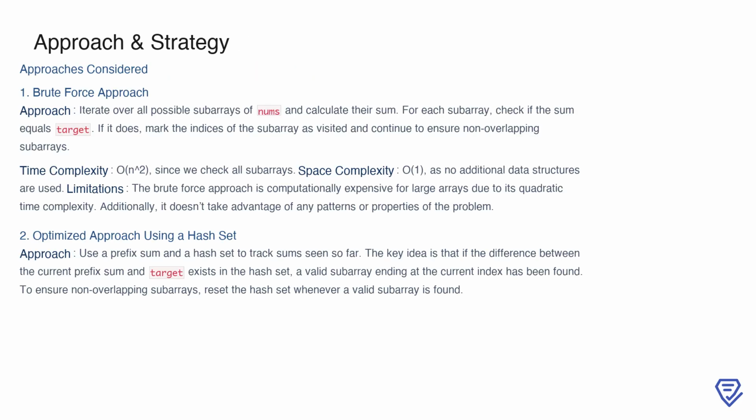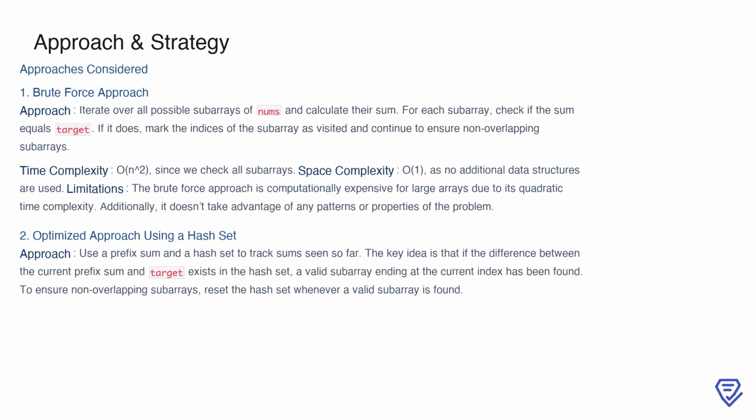To solve this problem, we considered two primary approaches. The first is the brute force method, where we iterate over all possible subarrays of the input array, calculating their sums one by one. If a subarray's sum matches the target value, we count it and ensure that subsequent subarrays do not overlap with this one. However, this approach is computationally expensive. Since we examine every possible subarray, its time complexity is O(n^2), which becomes impractical for larger arrays. It also doesn't use any additional memory, but that's its only advantage. This method doesn't leverage any specific properties of the problem, making it inefficient for larger inputs.